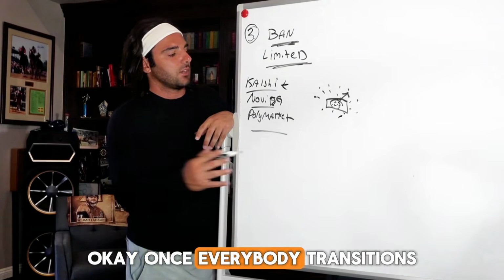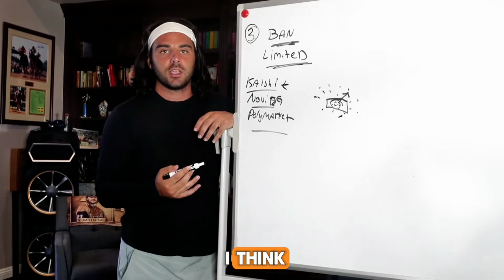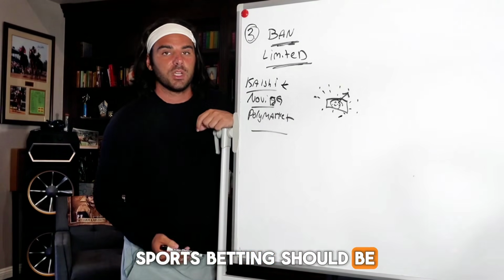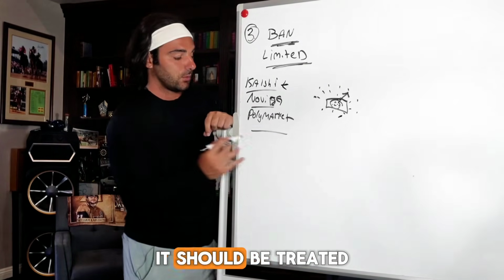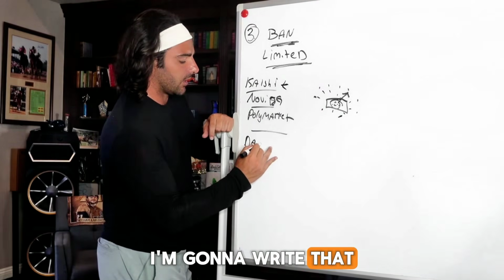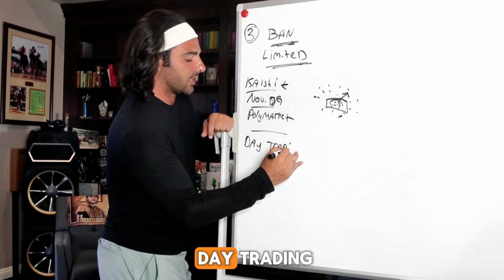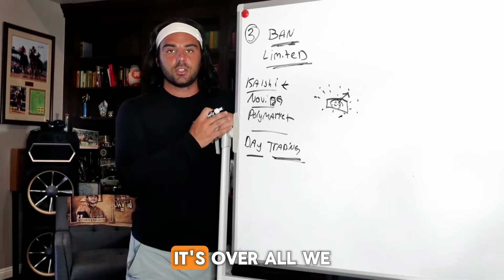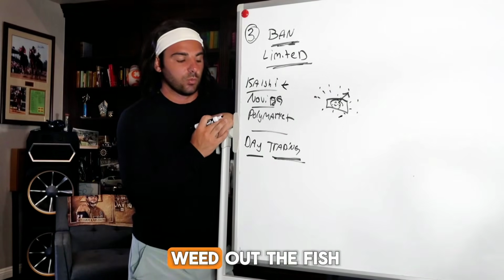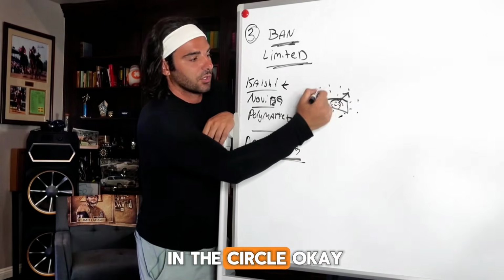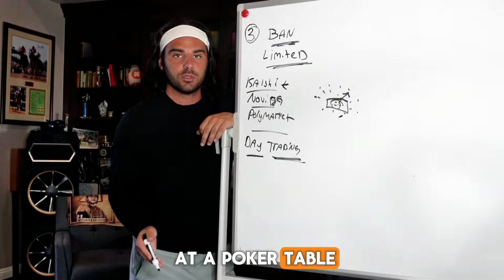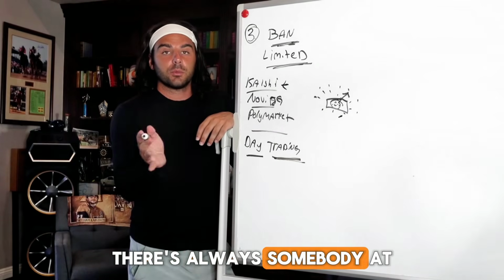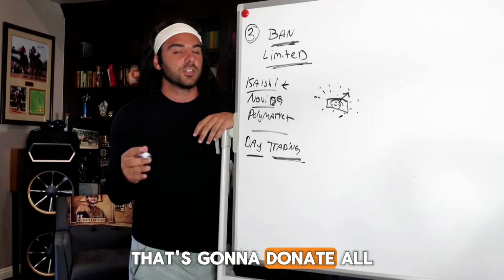Once everybody transitions into the way that I think sports betting should be, and it should be treated like day trading, I'm going to write that here so that everybody sees that: it should be treated like day trading. Once everybody realizes that, then it's over. All we have to do is weed out the fish in the circle. If you ever sit at a poker table, there's always a fish. There's always somebody at the table who doesn't belong there that's going to donate all their money.